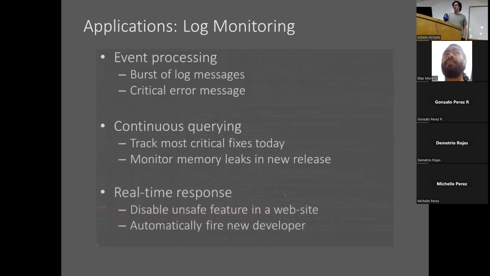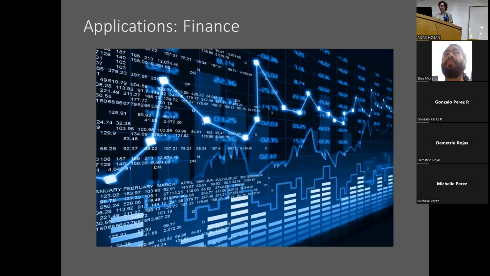Real-time response would be to disable unsafe features in a website, maybe provide some messages for users. Maybe automatically fire the new developer who we think might be responsible for all these errors. I'm not recommending that, but okay.